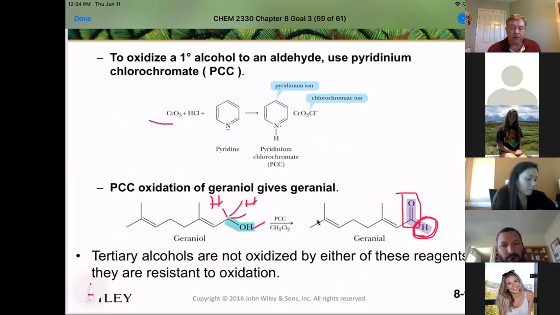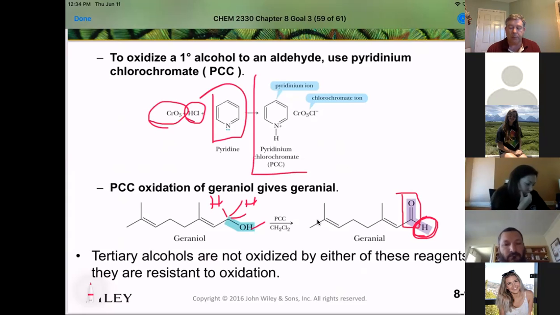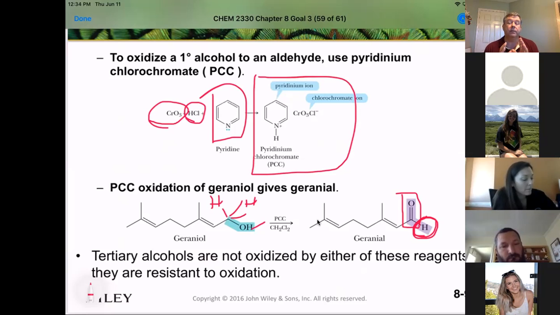But when we take our chromic acid, our CrO3 here, and we react it with HCl and pyridine, we create this new complex, this PCC. And this PCC oxidizes alcohols, but it's not too strong. Therefore, we can stop at the aldehyde. It's the only reagent we have so far that'll stop an oxidation halfway to the carboxylic acid. So remember, if you want an aldehyde, you have to use PCC, okay?